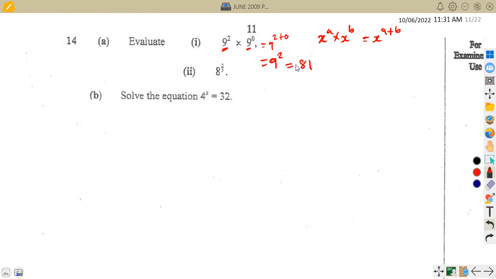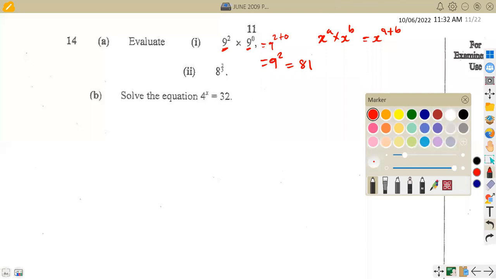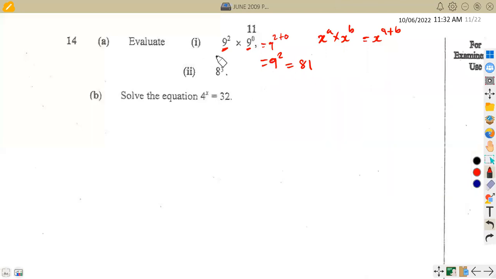9 to the power of 2, that will be 81. That's 9 times 9. That is the idea there. So just have to play around with these typical questions.